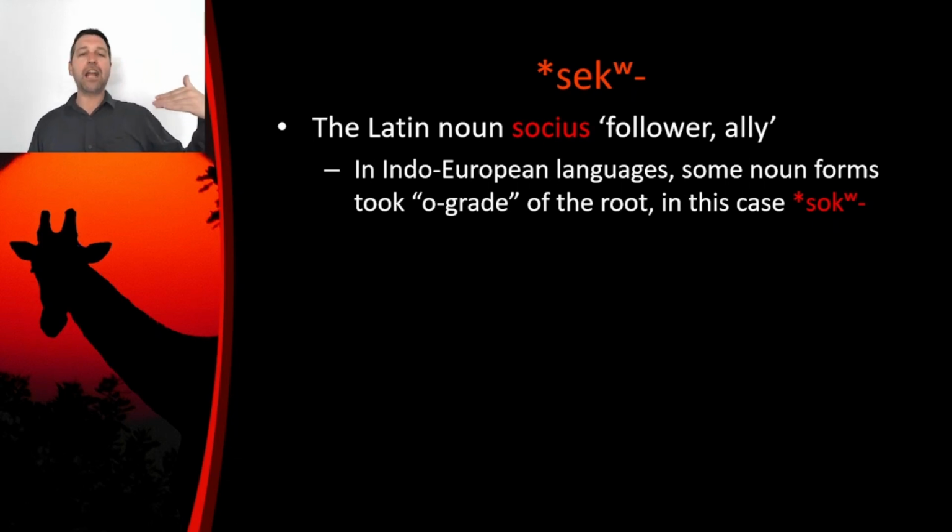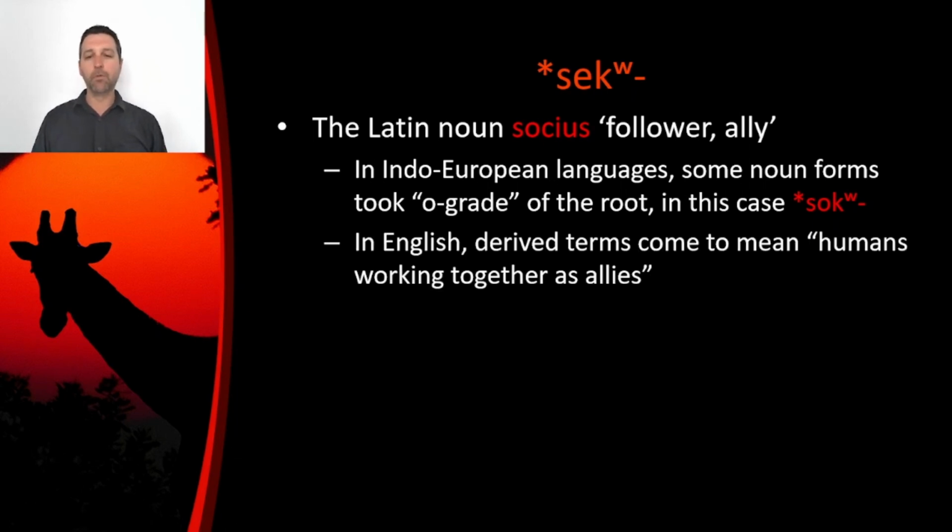So instead of sekw, they said sokwa, and then the W actually just ended up falling out because the y sound that was put after it kind of absorbed it. It's hard to say soquius. It's much easier to say socius, and that's essentially why the W fell out. So socius just comes from the O grade of the sekw root, but it is still the sekw root. And so you get this noun in Latin that just meant a follower, an ally, okay?